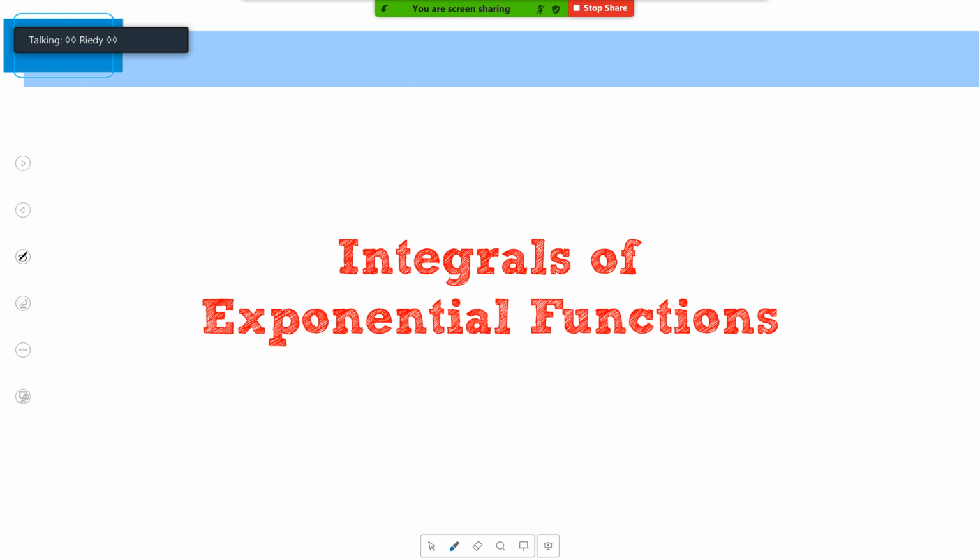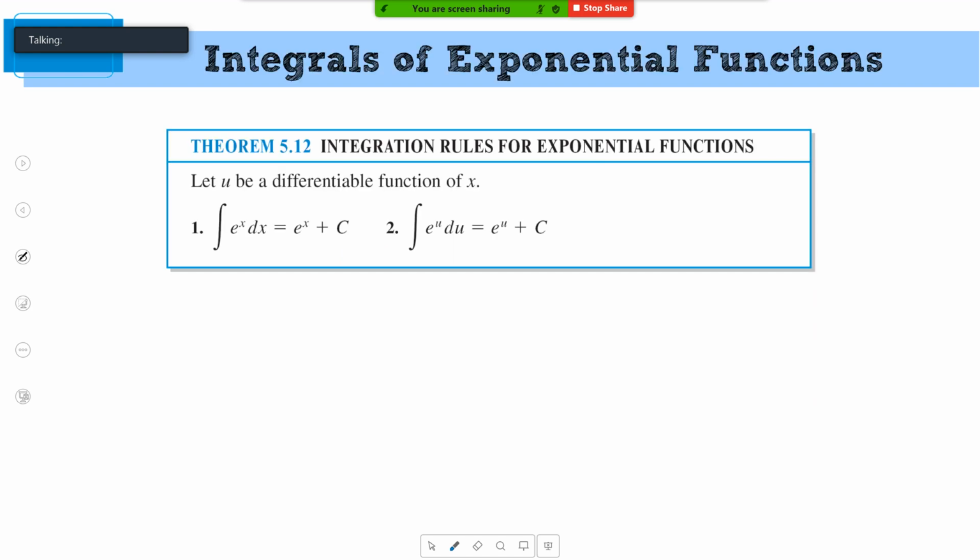It's easy. Okay, so before I even click on the next slide, tell me what the integral of e to the x is. E to the x. If it's its own derivative, it's going to be its own integral. Sure enough.